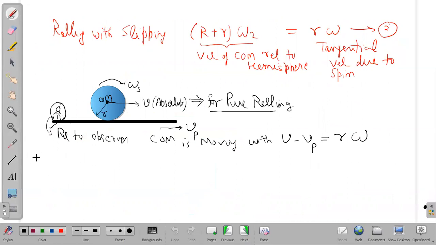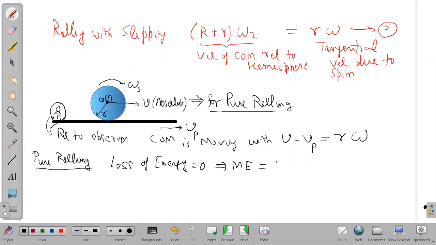One more equation is required. In case of pure rolling, we all know there is no slipping, there is no rubbing between the two surfaces. And in the absence of any rubbing between the two surfaces, there is no loss of energy. Loss of energy is zero. And therefore, the total mechanical energy has to be conserved. The mechanical energy of the system will be conserved in this question. So the initial mechanical energy equals the final mechanical energy. What was the initial mechanical energy, and what is the final? The initial mechanical energy should be equal to the mechanical energy at angle theta.